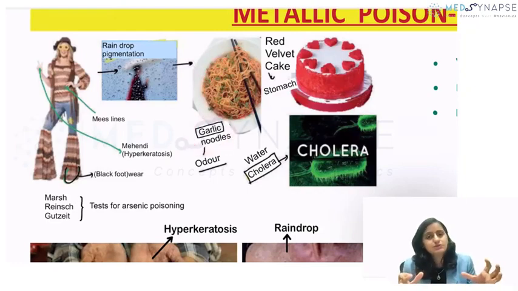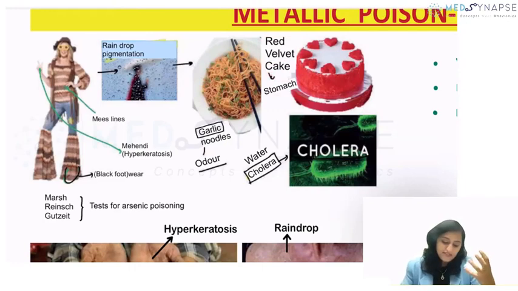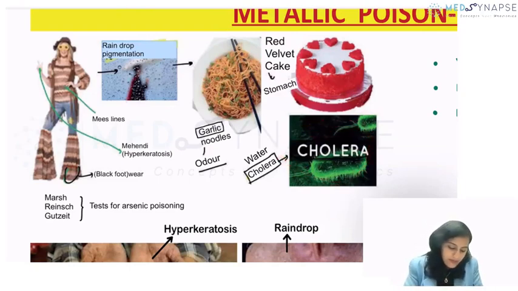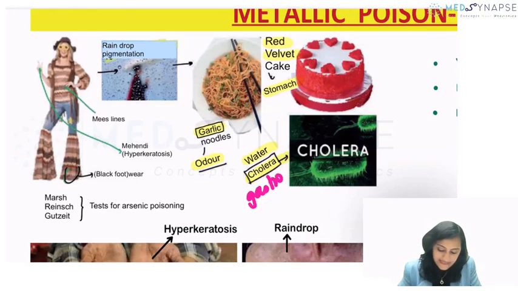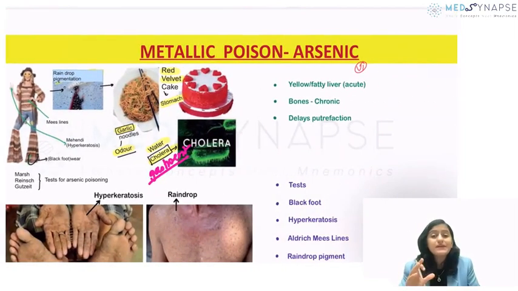She loves garlic noodles. Then after the main course, in the dessert, she orders red velvet cake. After that, she drinks water. Unfortunately, the water is contaminated, so she gets cholera. So remember, it has garlic odor, red velvet stomach appearance, and cholera. It resembles cholera, so remember, this will resemble gastroenteritis, right? There'll be gastroenteritis, diarrhea, vomiting with arsenic.